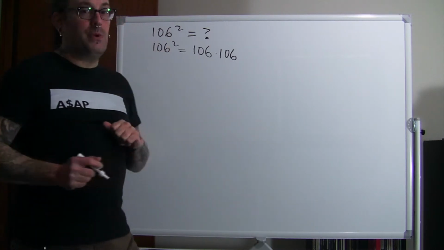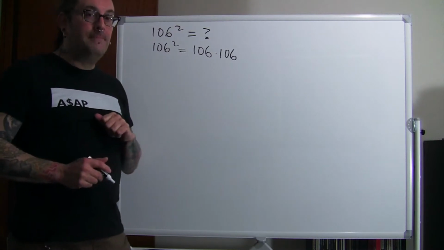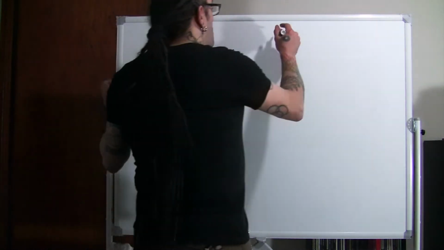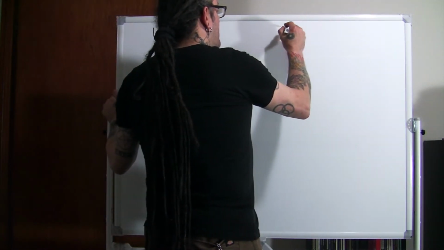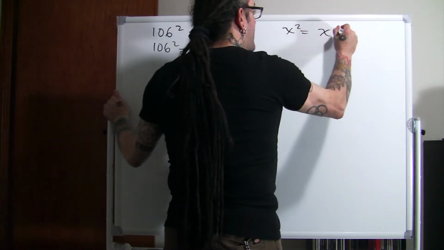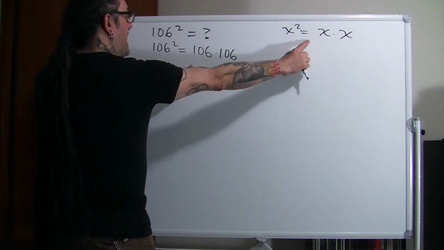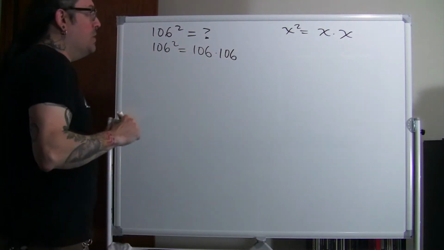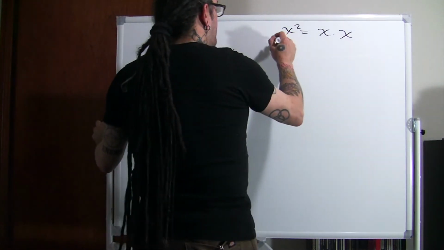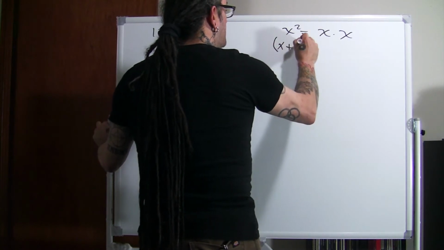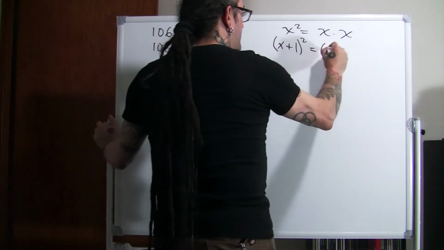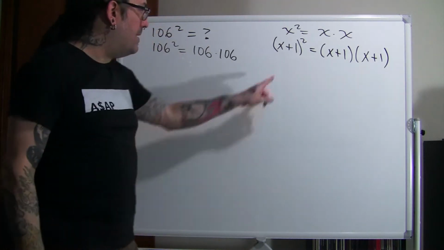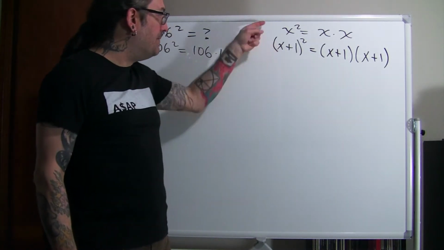But let's look at a skill that we know from maybe Algebra 1, possibly the beginning of Algebra 2. We can recall that x squared is x times x. These are exactly the same thing. We're going to come up with a generalized way to do this. We also remember that we can do something like (x plus 1) squared. This is (x plus 1) times (x plus 1). Whatever the number is, add 1 and then multiply it by itself using this rule.